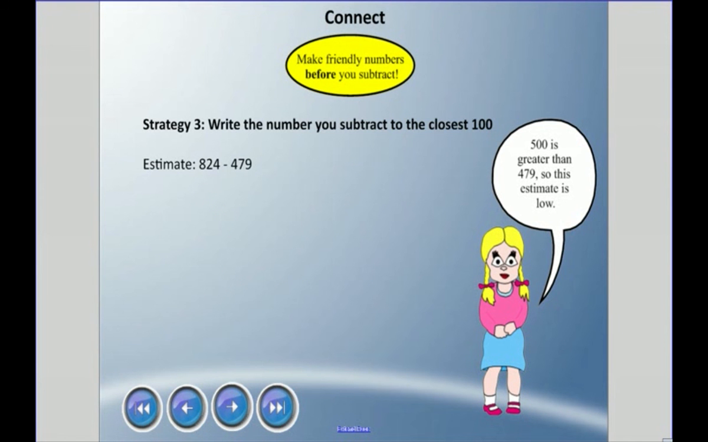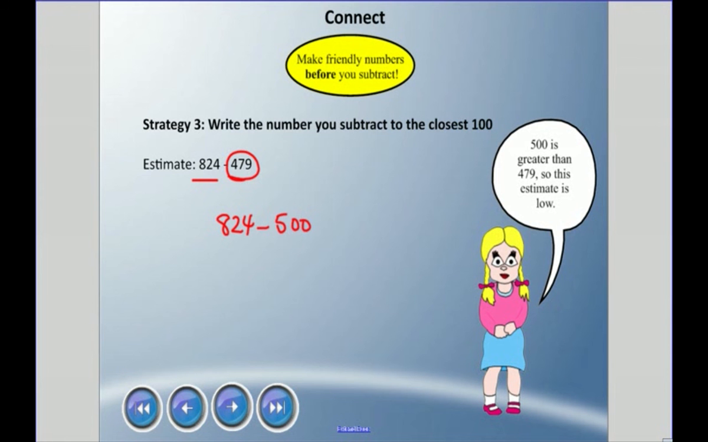And then lastly, we can write the number you subtract to the closest 100. Now that means we leave the first number, so 824, and we move the second number here to the closest 100. Well, it's closest to 500. So in a sense, we're doing 824 minus 500.